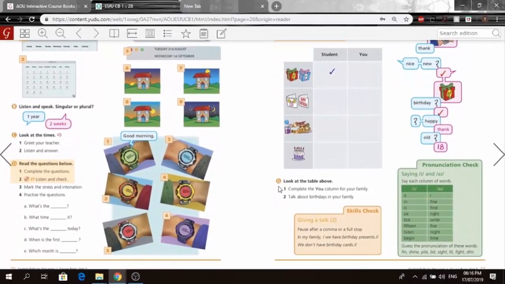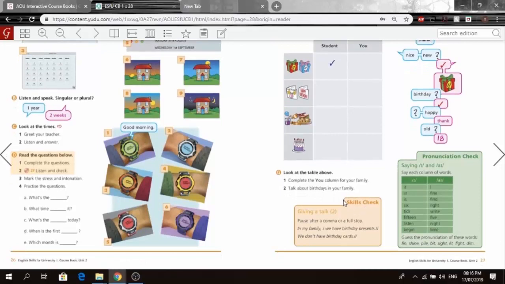Okay, so now exercise G. Look at the table below. This is a part I want you to understand because this will help you in writing and in speaking and when you read too. So 1, complete the you column for your family. Actually, never mind. Talk about birthdays in your family. Let's just go to skills check here first.